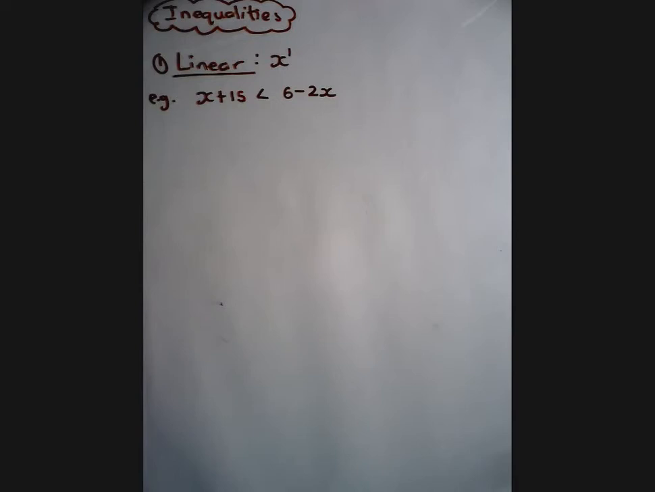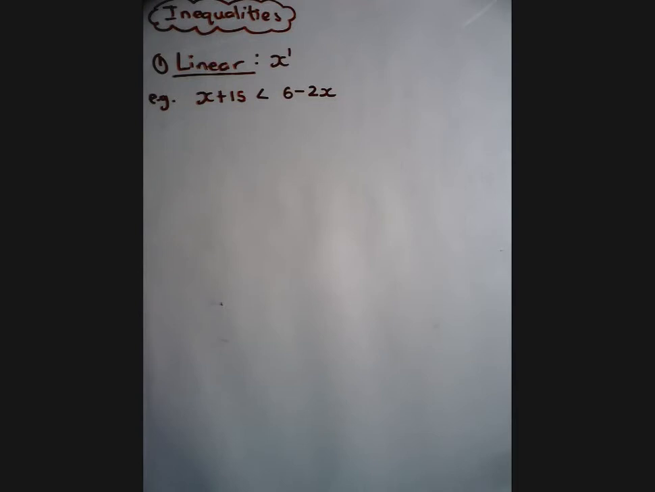Right now we're going to do inequalities. So we're going to start off with grade 10 work, which is linear inequalities. Linear inequalities just means that it has x to the power of 1, and linear inequalities are basically when you have the less than, greater than, or greater than or equal to, or less than or equal to sign. So it's not an equal to sign, it's more to say that something is more than or less than and equal to, or more than and equal to.